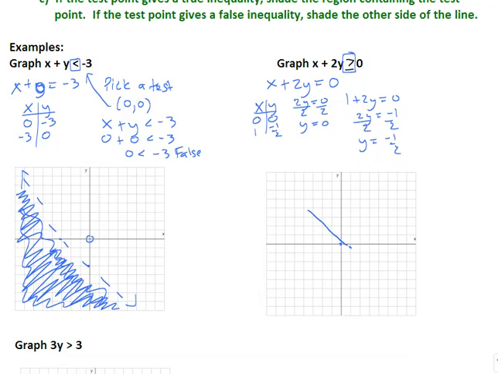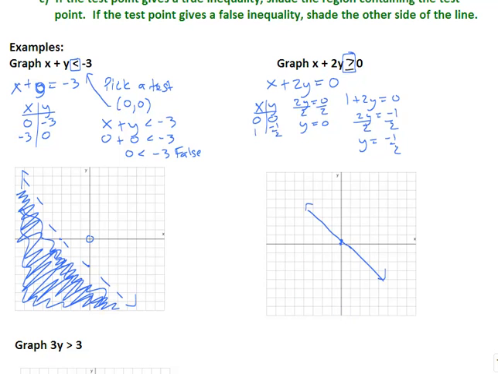And I'm trying to go through those points. It's hard with this pen. So here's my line, as best as I can draw it. And now what we want to do is figure out which way to shade. Should we shade above the line or shade below the line?